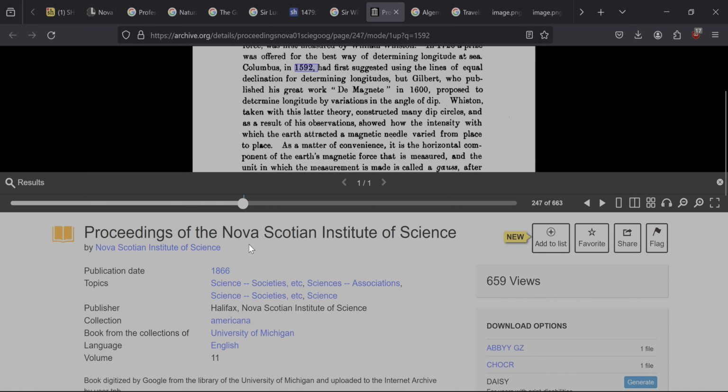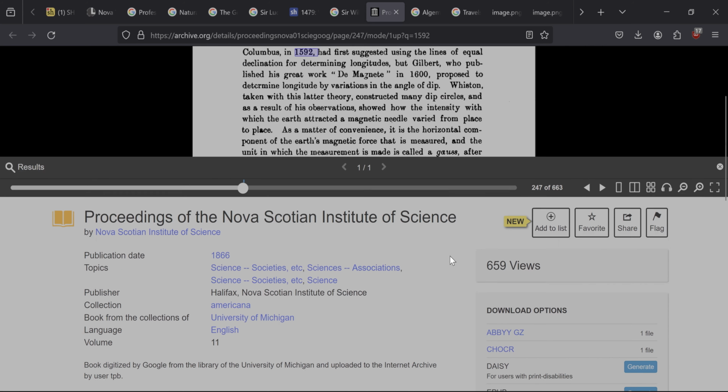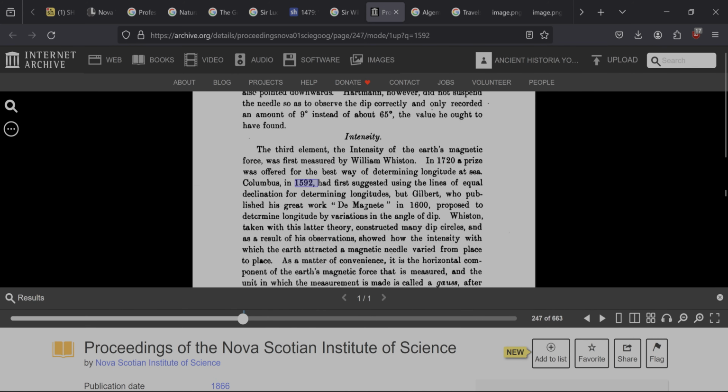This is a book called The Proceedings of the Nova Scotian Institute of Science. It was released in 1866. In 1720, a prize was offered for the best way of determining longitude at sea. Columbus, in 1592, had first suggested using the lines of equal declination for determining longitudes, but Gilbert, who published his great work in 1600, proposed to determine longitude by variations in the angle of dip.